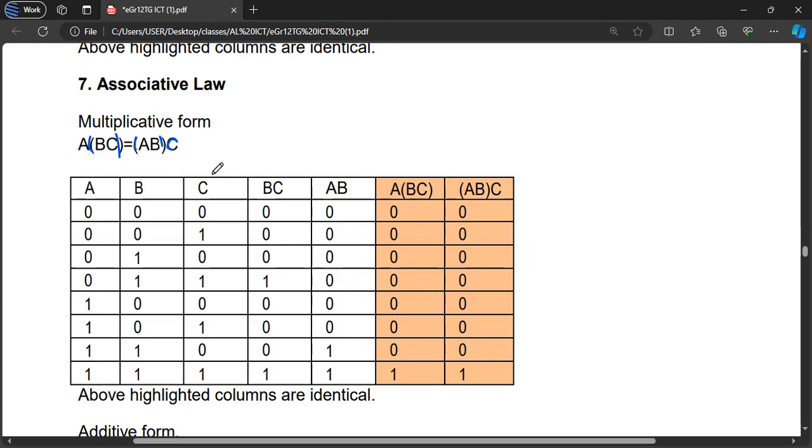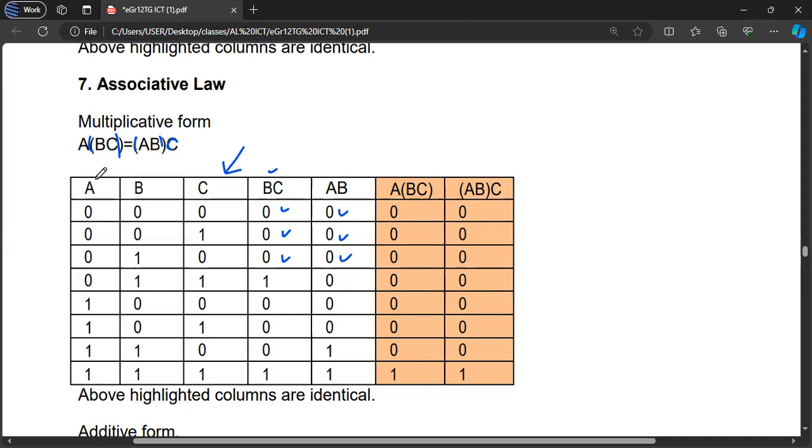So ABC, so 3 inputs are there, means 8 combinations are possible. How it's going to be: 0,0,0, 0,0,1, like given in this truth table. Then B dot C, use the AND logic. So 0 into 0, 0, 0 into 1, 0, 1 into 0, 0, like that. For the remaining also, you guys can fill. Then A dot B, so 0 into 0 is 0, 0 into 1, 0. For the remaining also, you guys can fill.